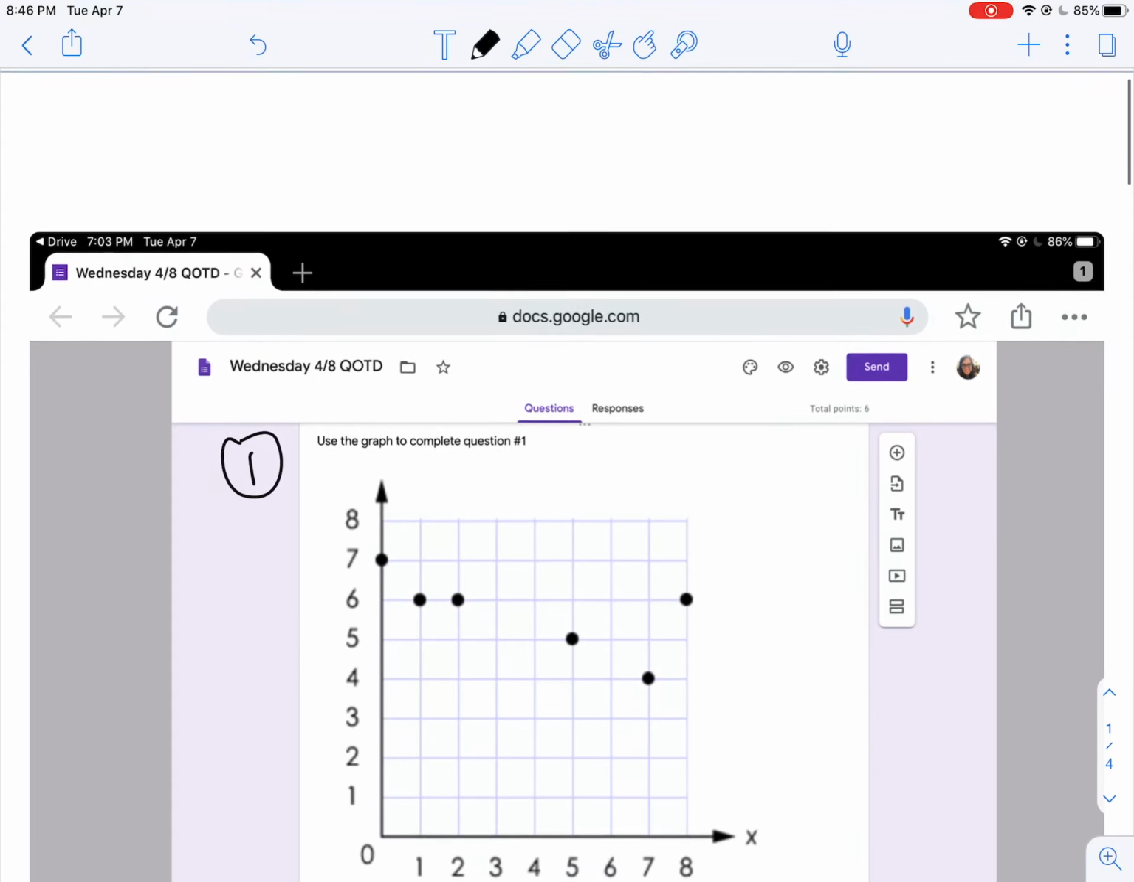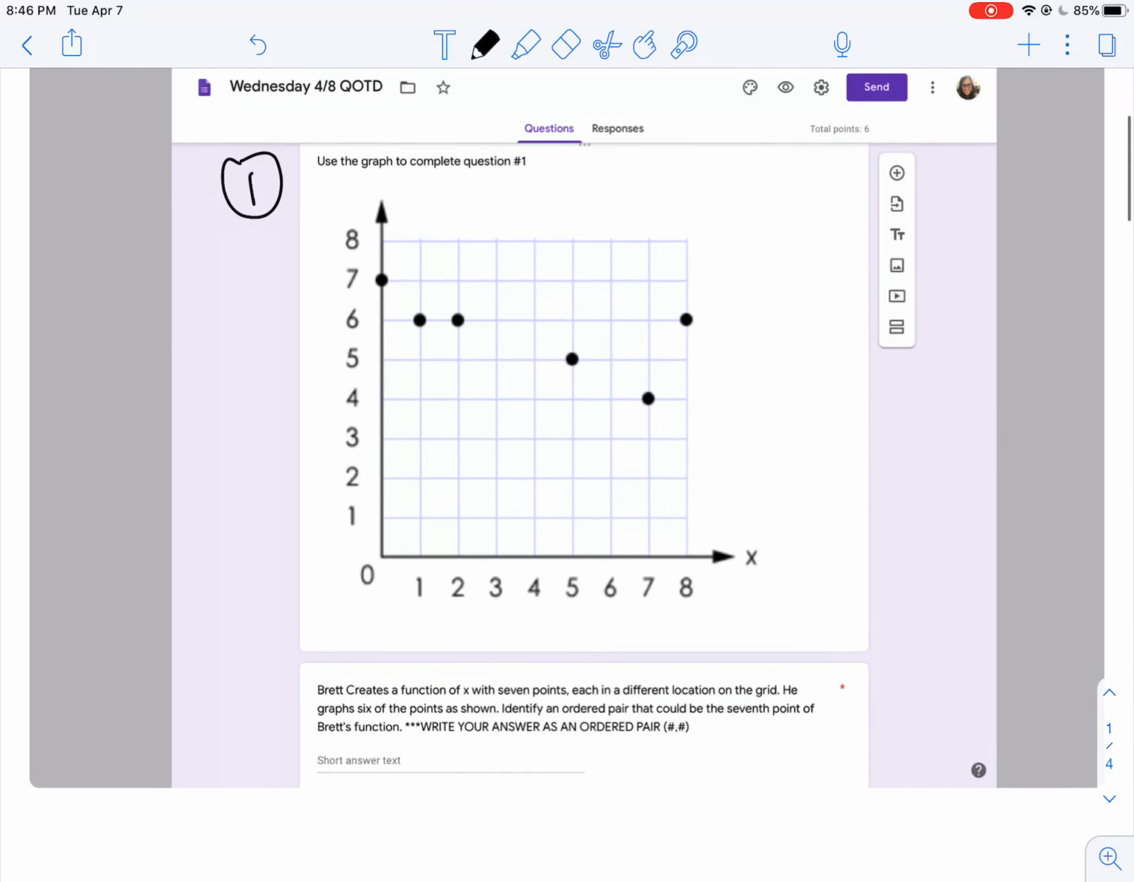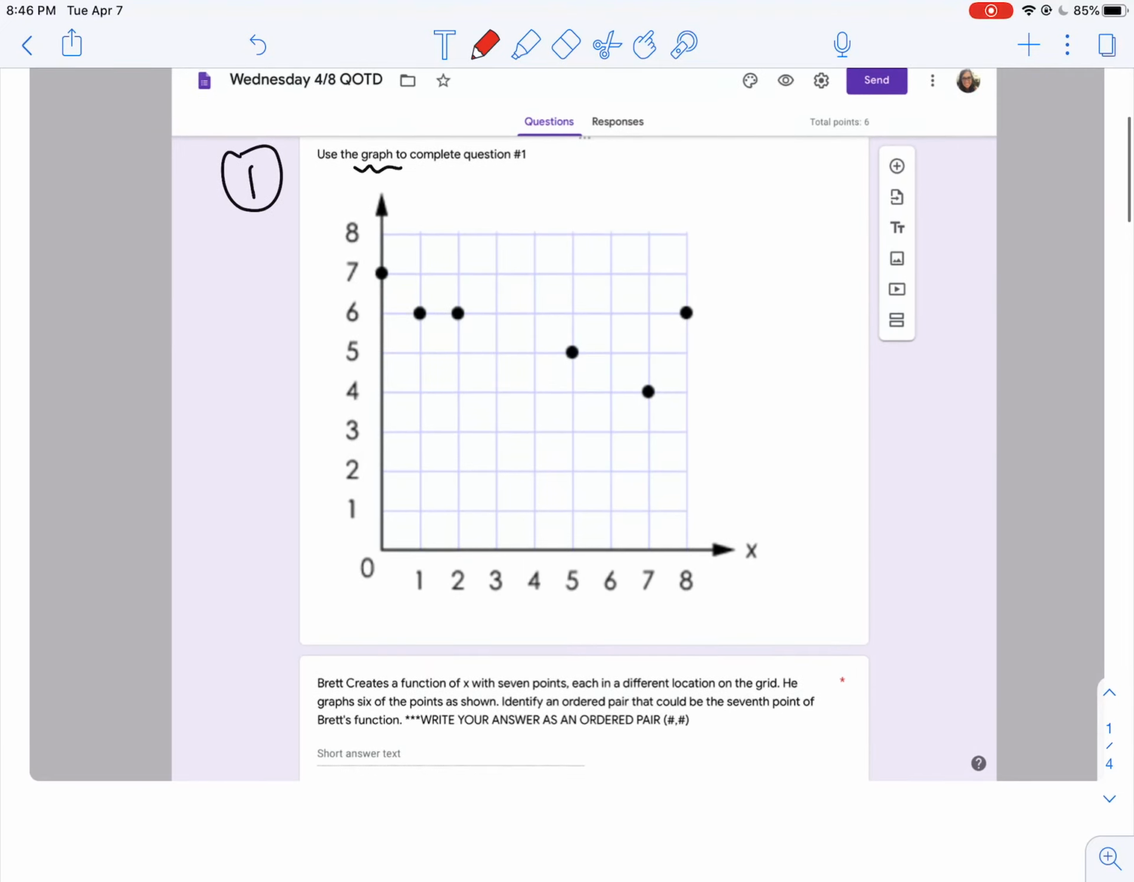Okay, so question number one from the question of the day wants you to use the graph to complete the question. So notice here we just have the first quadrant with some points on it. Now the question says, in the questions down there where I just marked, Brett creates a function of x with 7 points, each in a different location on the grid. He graphs 6 of the points as shown. Identify an ordered pair that could be the 7th point of Brett's function. And then I wrote a helpful hint saying write your answer as an ordered pair.